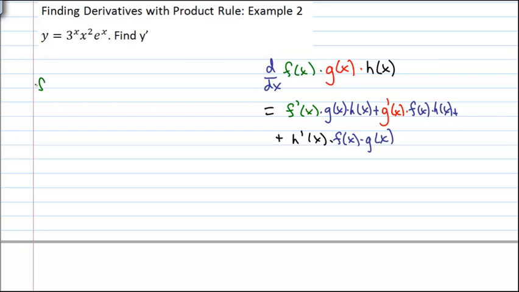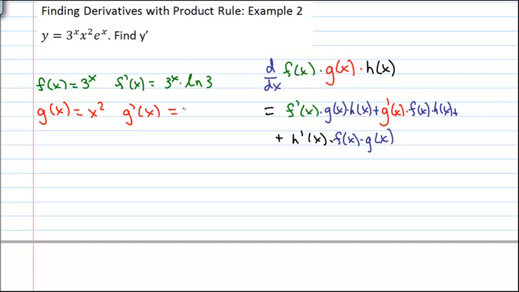So first, we can see that f of x equals 3 to the x. And f prime of x, therefore, equals 3 to the x times the ln of the base. So 3 to the x times ln of 3. Now, for g of x equals x squared. And this is one of the simpler derivatives to do. G prime of x will just equal 2x.